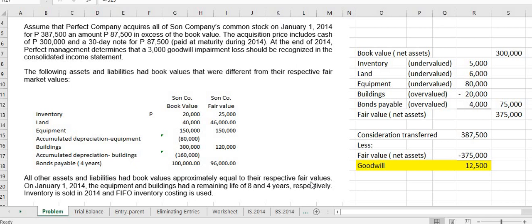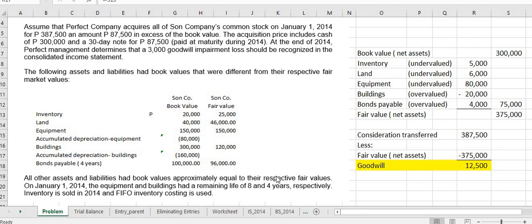So this is still a continuation of accounting for stock acquisition subsequent to the date of acquisition. In the previous video, we discussed an illustration on 100% stock acquisition, di ba? Pero the method na ginamit natin is cost method. In this video, we're using the same illustration, but we are to use the equity method in accounting for the investment account in the separate financial statements of the parent.